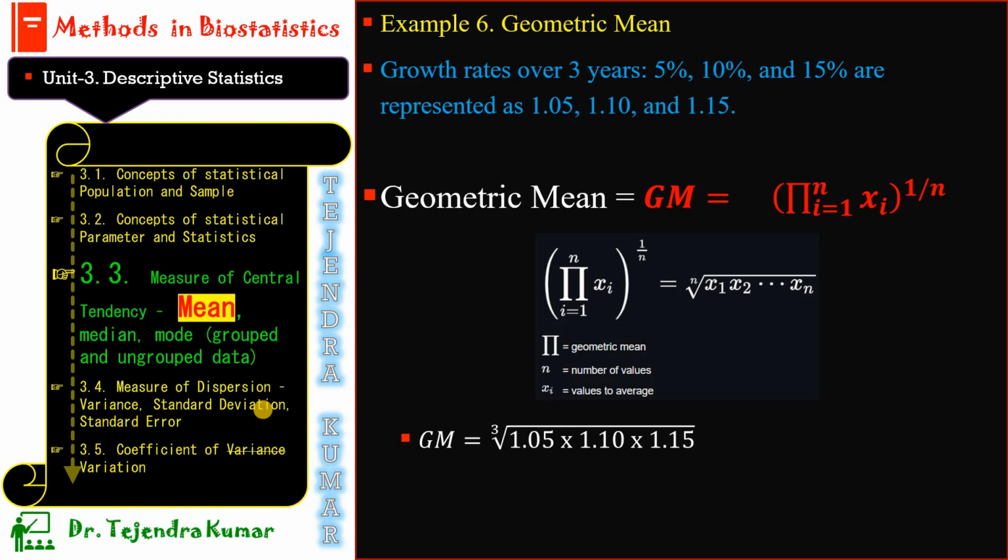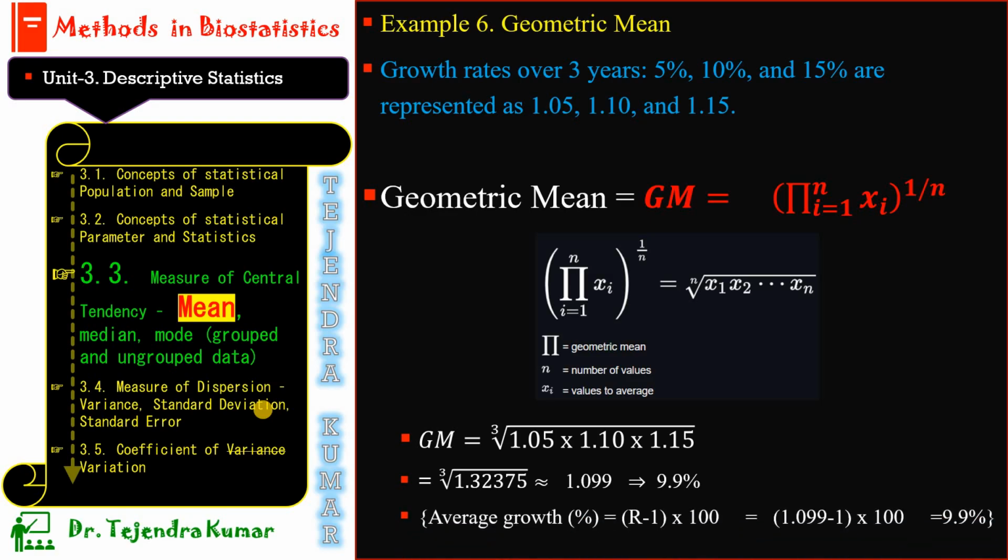Now gm is equal to 3 root 1.05 into 1.10 into 1.15. So in this way answer is 1.099. We can say that the answer is 9.9%. Now you might get confused that whether answer was the 1.099. So why should we tell 9.9%?